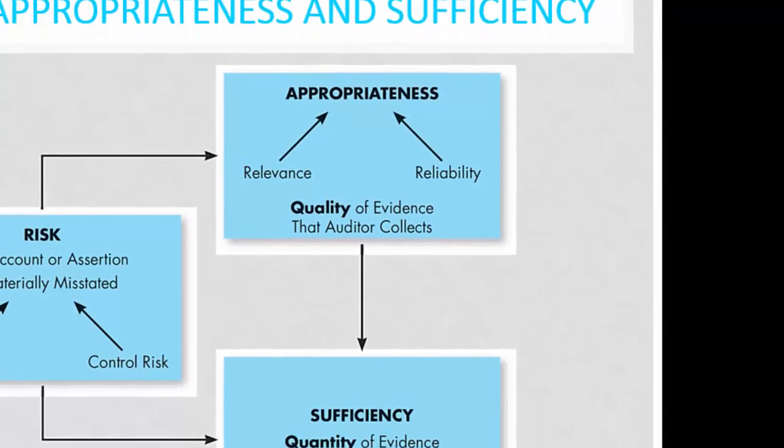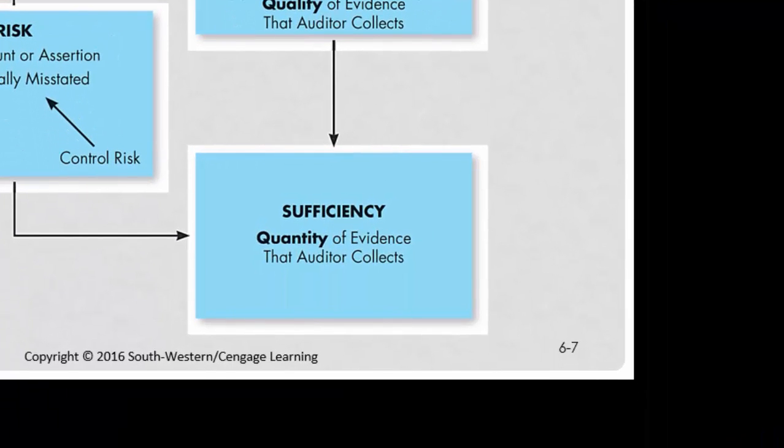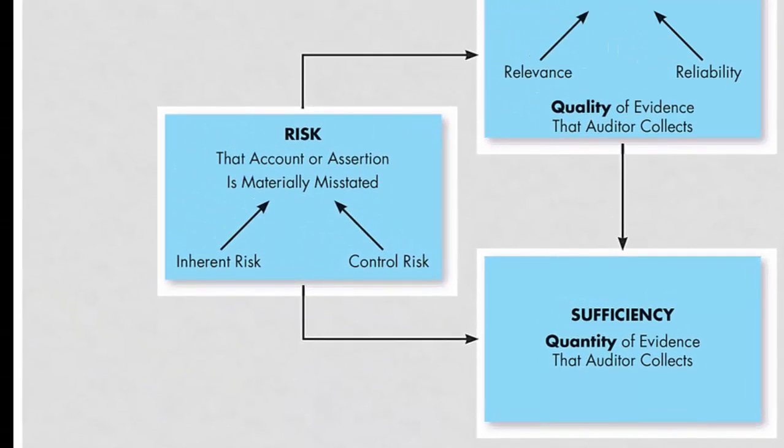You notice the next term is sufficiency. Sufficiency is the quantity of evidence that the auditor collects. So remember, we are auditing based upon a sample of the population. So the sample size is a determinant of the sufficiency. Finally, risk. There is a risk of material misstatement.